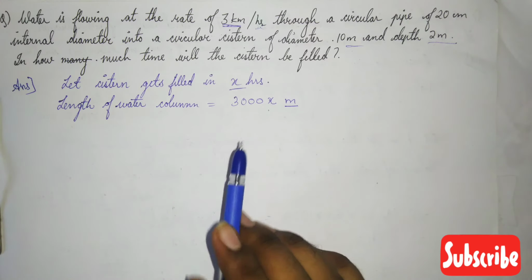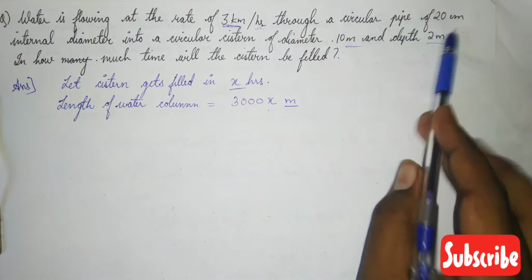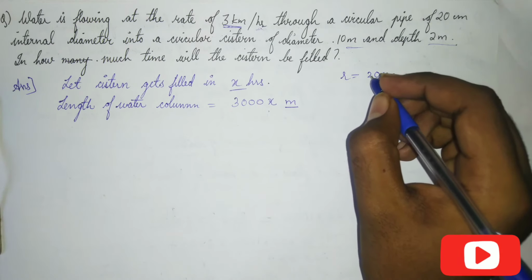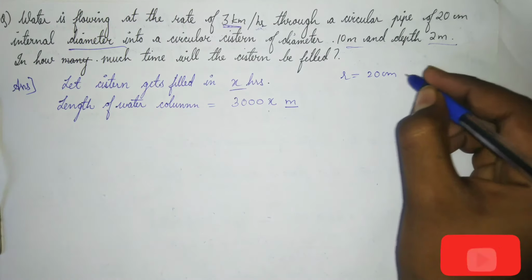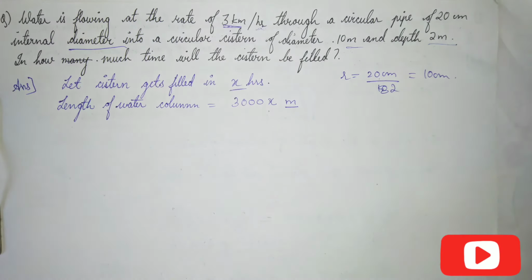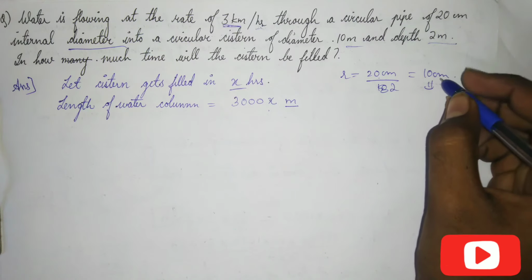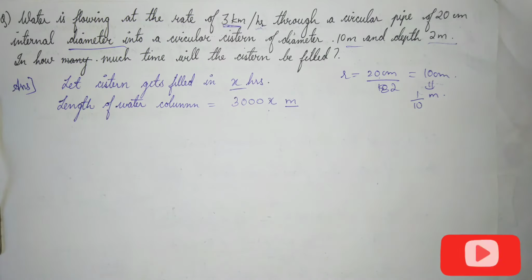Now what else is given? It is given that the cylindrical pipe is of 20 centimeters. It's not the radius, it's basically the diameter. So r will be equal to 20 by 2, which is equal to 10 centimeter, because this is the internal diameter. Now we want 10 centimeter converted to meter, so I can write it as 1 by 10 meter. Okay, so 1 by 10 meter.